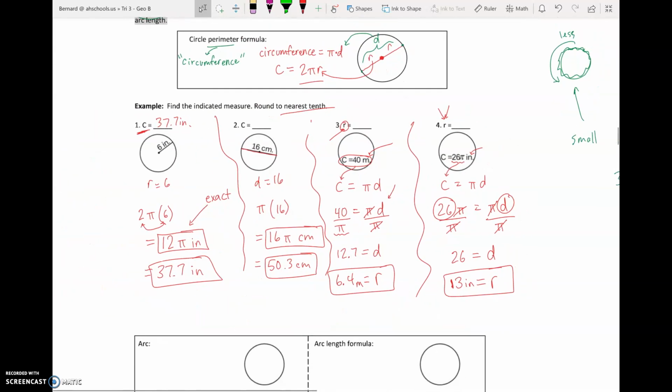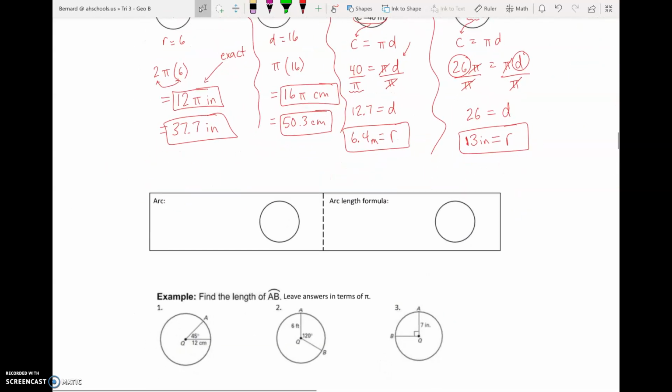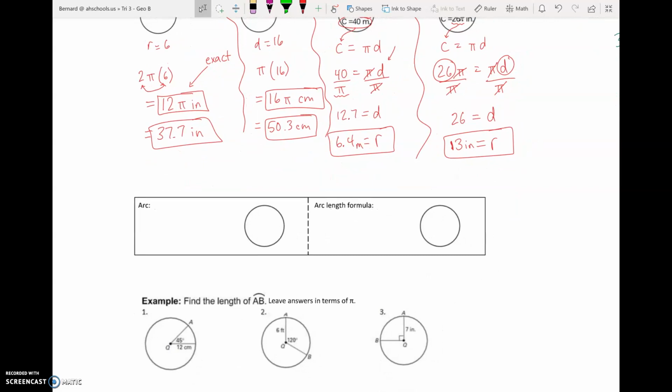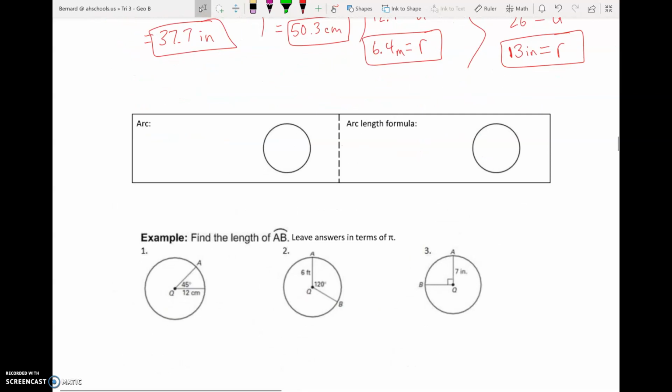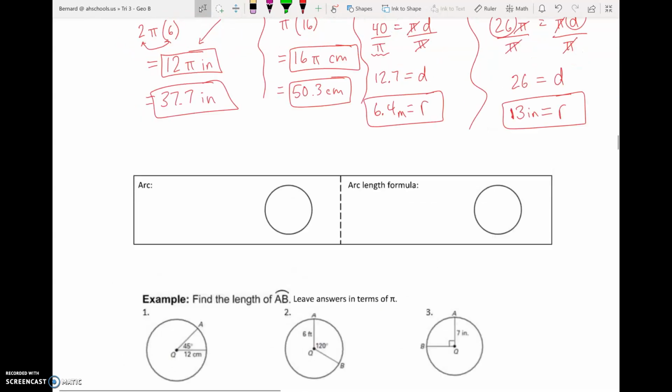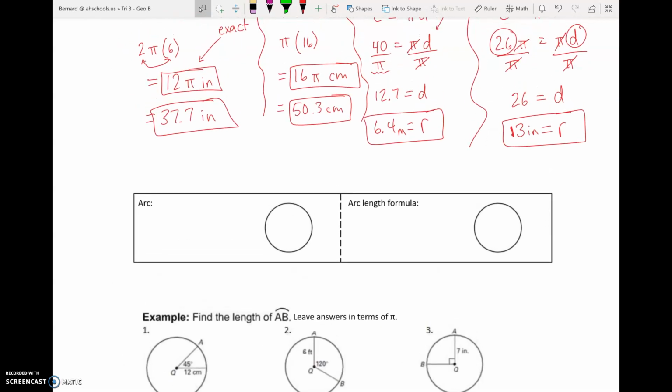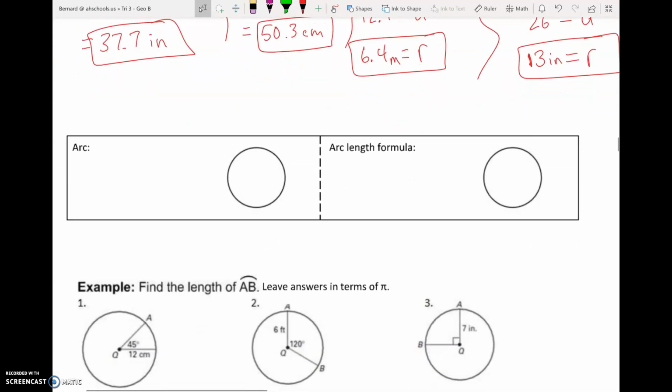All right, so that's working with circumference. Now, let me introduce just real quick arc and arc length. And then we will use that to go find partial circumferences. And we'll discuss that more clearly in the next video, but let's try to fill out this box real quick. Now, an arc is part of the circle. It's just part of the circle. It's not the whole circle, it's just a little section.